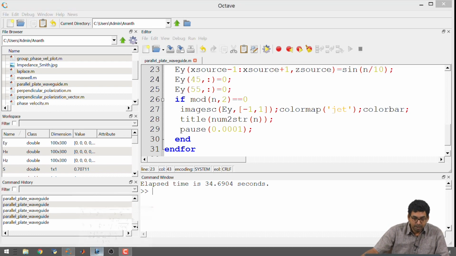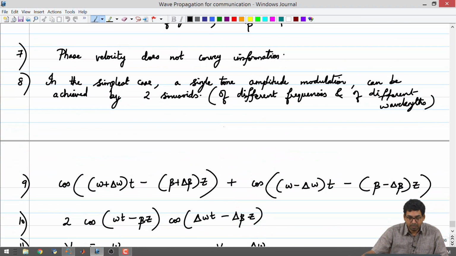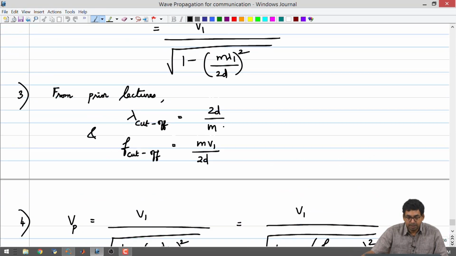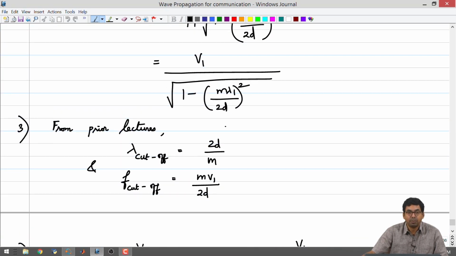Now, I will stop this, then go to my theoretical study that we had. If I go back to the notes, I would like to see the formula for the cutoff frequency for the parallel plate waveguide. I have f cutoff is m v1 divided by 2d. Now, in the program, nowhere have I mentioned what mode m I want to excite, and the d is kind of fixed in the way we have written.